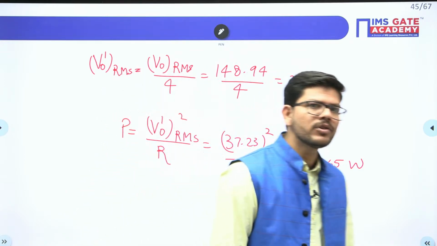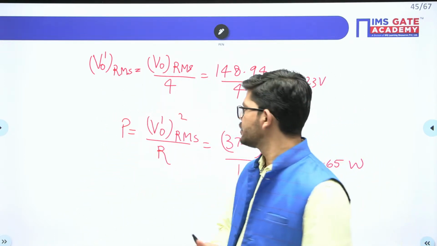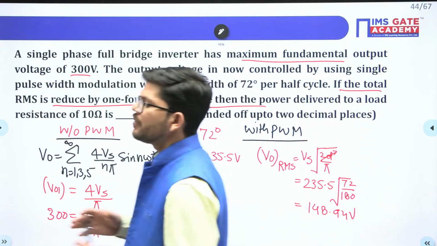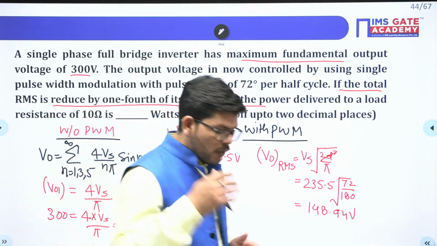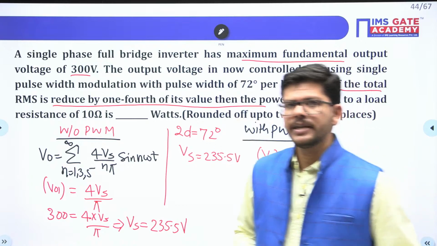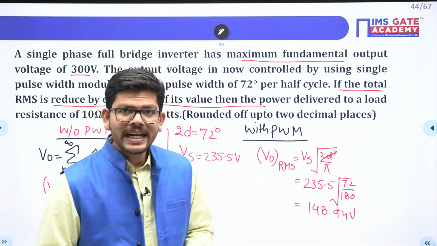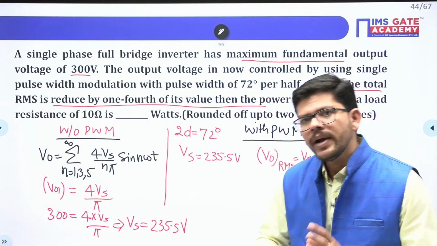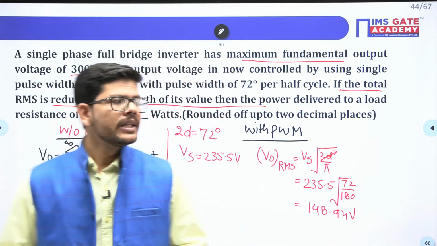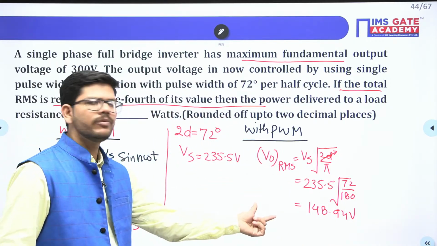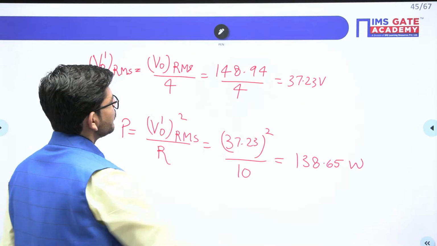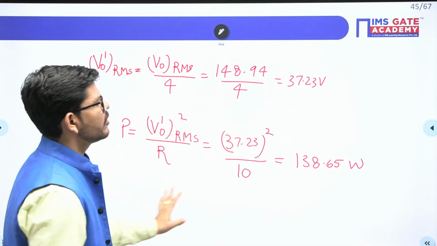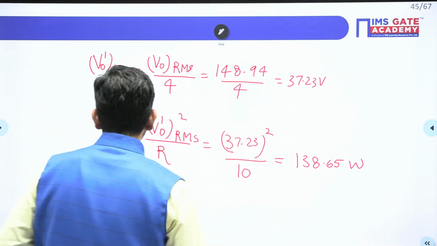So this is how we can solve this problem. So many twists and turns were there in this problem, and that's the reason why I have designed this case. Before we used the pulse width modulation, the maximum possible fundamental voltage that is given to us, from that data we will determine the value of Vs. When we have used the pulse width modulation, then after that, we have determined the total RMS value, and it has been given that 1/4 of the value is used only, so we have divided it by 4. Then we have to calculate the power. Okay, so we have calculated the power as well.